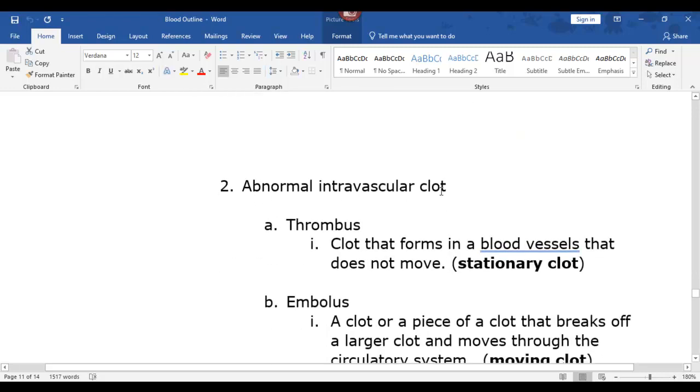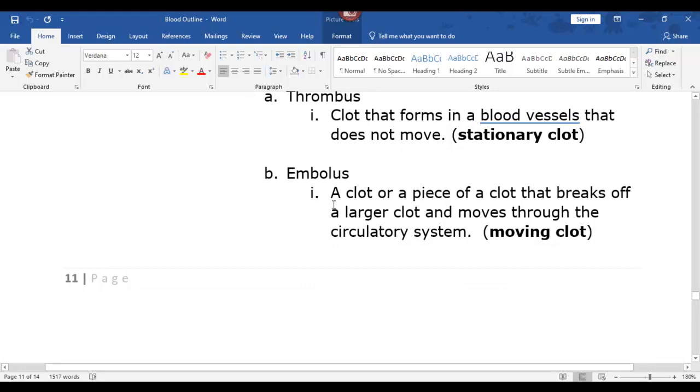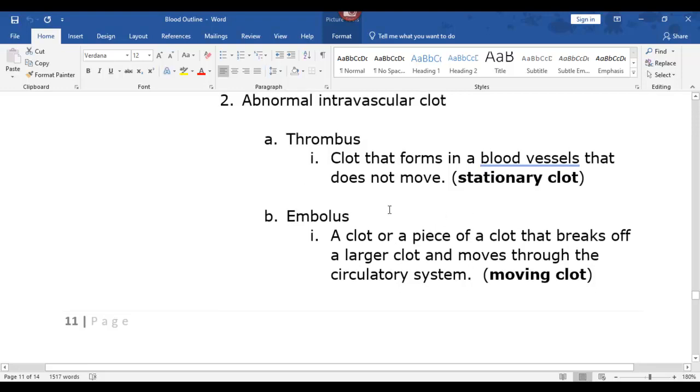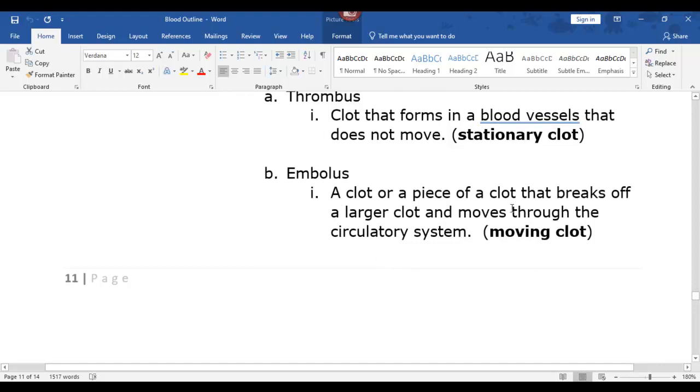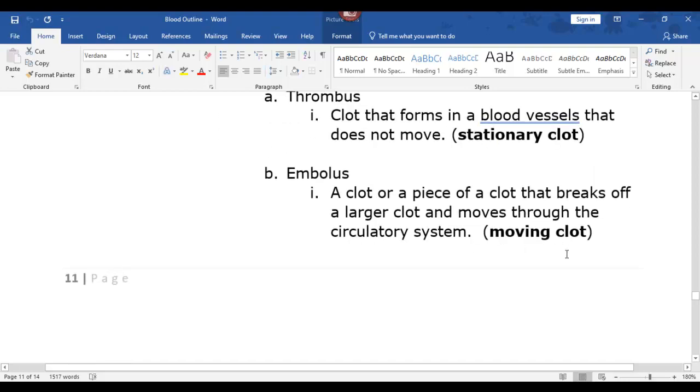Okay, an abnormal intravascular clot. A thrombus, now these are clots that form when there's no damage. Thrombus is one that does not move. DVTs, deep vein thromboses. That's what a thrombus is. And that's just one example of one. An embolus is when a piece of this or maybe a smaller clot is movable and it starts going through the body. And those usually end up sticking in the lungs or the brain where the arterioles are very small. A pulmonary embolism, cerebral embolism. But that's an embolus. So, moving clot. Thrombus, stationary clot. Embolus, a moving clot.